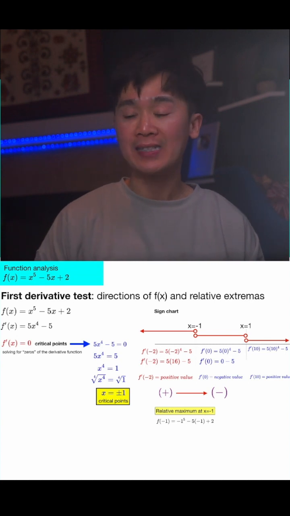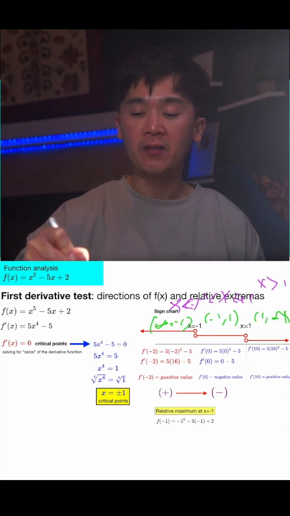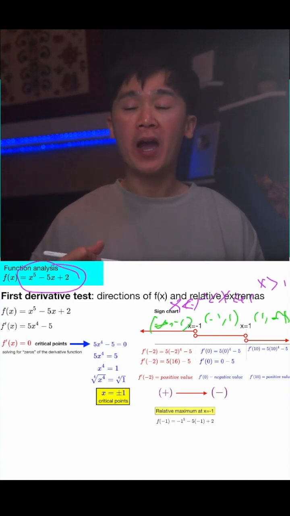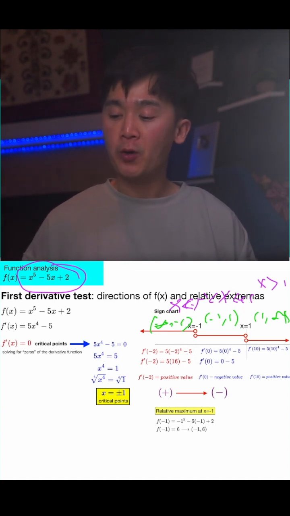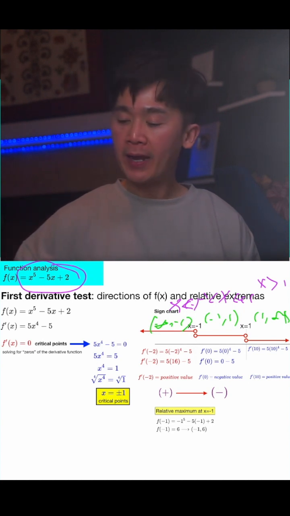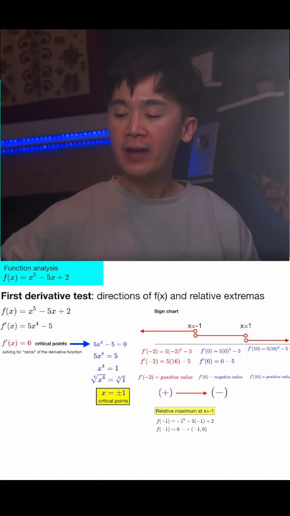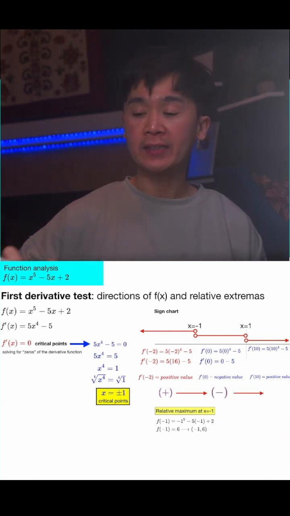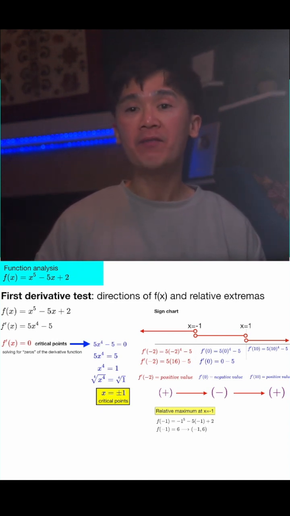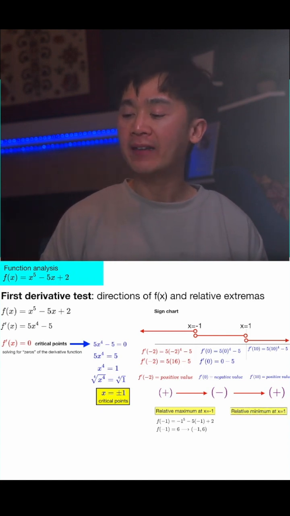And if you want to find its actual value, plug your critical number into your original function so that you will find its vertex. The vertex for this point is negative 1 and 6, and that is our relative maximum. For the second extrema, we have the behavior of our slope going from negative to positive. If that happens, we have a relative minimum in our function. And our relative minimum happens at x equal to 1.